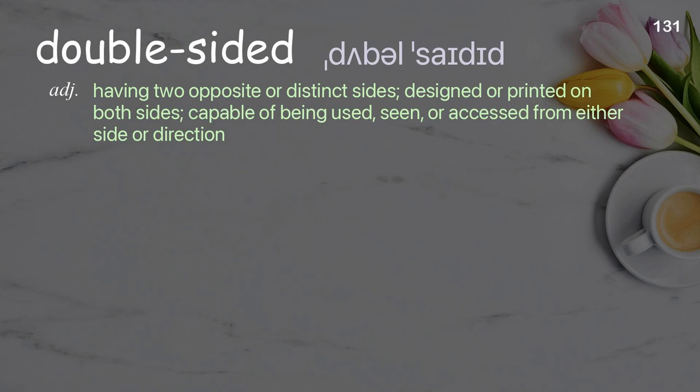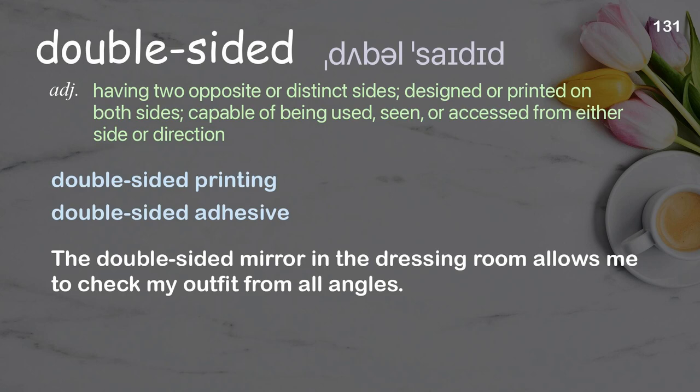Double-sided: having two opposite or distinct sides, designed or printed on both sides, capable of being used, seen, or accessed from either side or direction. Examples: double-sided printing, double-sided adhesive. The double-sided mirror in the dressing room allows me to check my outfit from all angles.